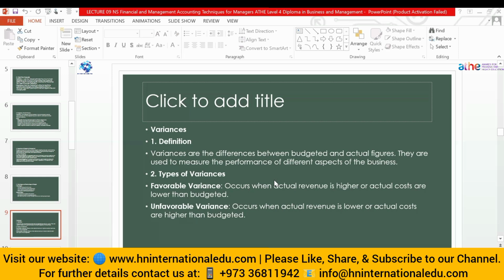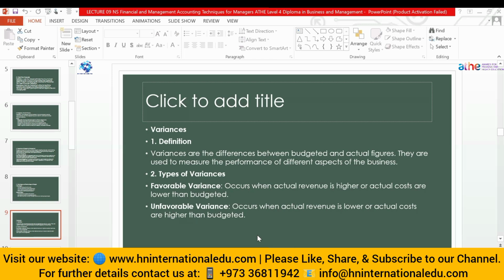Now there are certain types of variances, just like we did with the budget types. Favorable variance occurs when the actual revenue is higher or the actual costs are lower than the budget. That is, the variance is favorable only when the revenue, the sales, the amount is higher than what? Than the budgeted figure. We allotted that everything should be done under 50,000 and because of that budget, we were able to go for, we can say, 1 lakh. So it's a plus point for a business. It's a favorable difference for us.